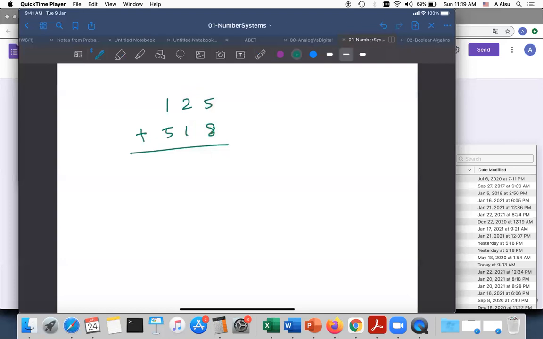So 5 plus 8 is 13, right? So we have a 3 in the ones digit and a carry of 1. Now the carry is going to be added with these two numbers. So 2 plus 1 is 3, with a carry of 1, 4. So you say 4 here, and there is no carry in the next stage, or there is a carry of 0 if you want. So now 1 plus 5 is 6.